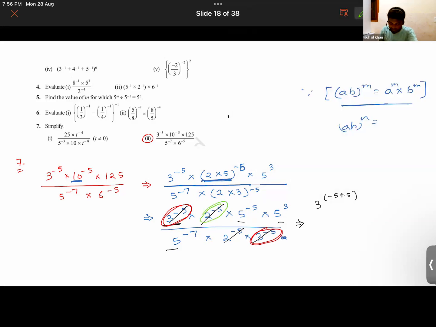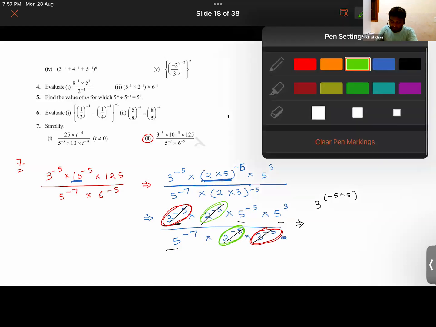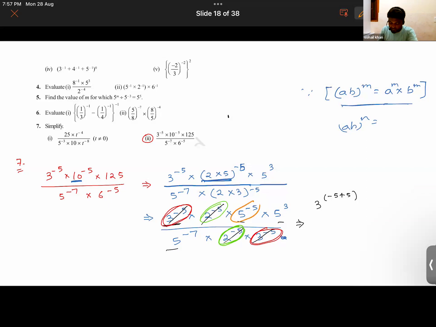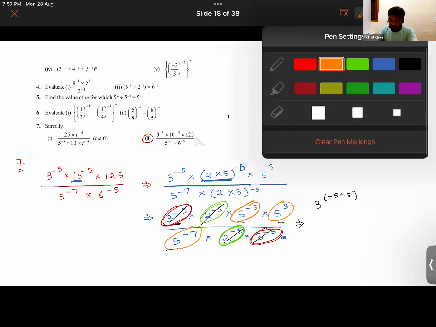2 raised to the power minus 5, 2 raised to the power minus 5. And then you have one more value, 5 raised to the power minus 5, 5 raised to the power 3, 5 raised to the power minus 7. The bases are common here. Okay. Now let's add them.